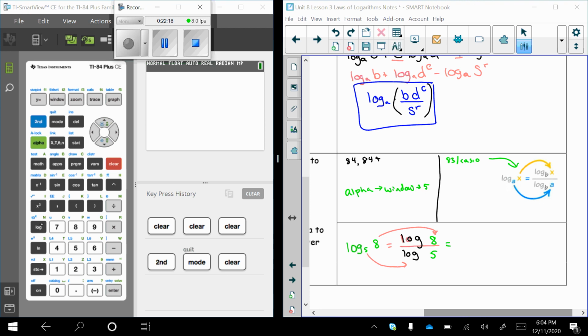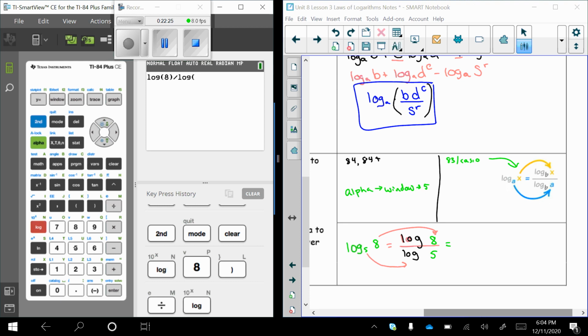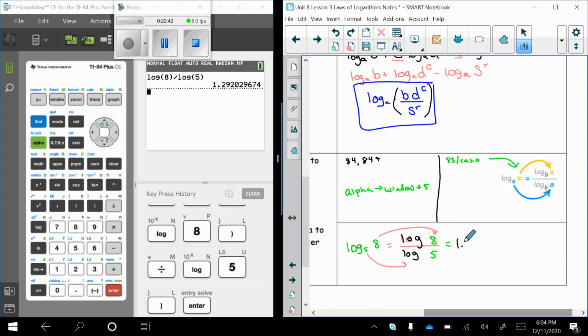And so now I have the capability to hit my log button. So log of 8, close your parentheses, divided by log of 5. If you don't close those first parentheses, it'll take the log of 8 times log 5 all together. It'll take the log of the whole thing. Anyways, so nearest thousandth is 1.292.